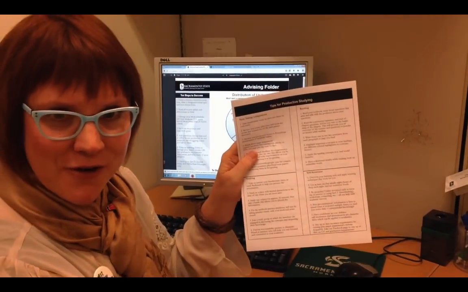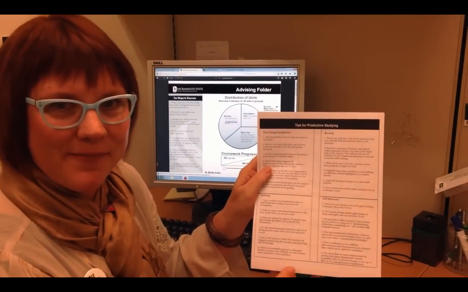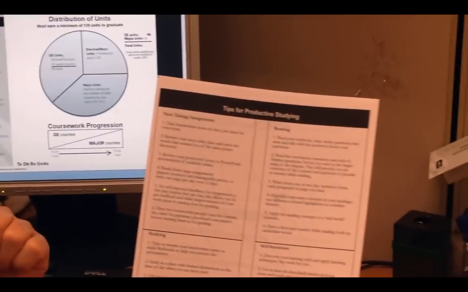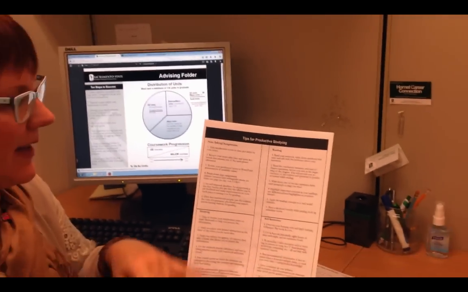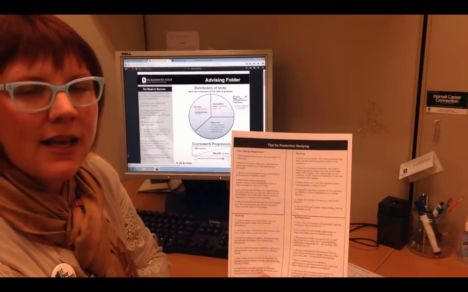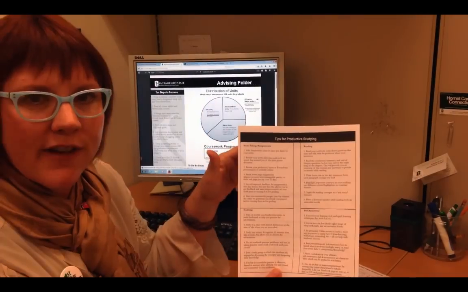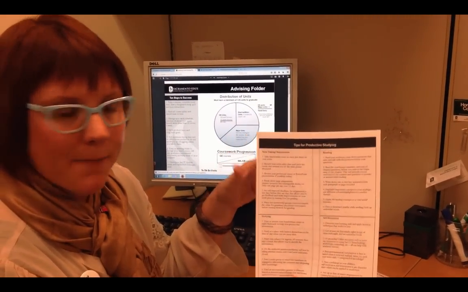Never fear, we have page 3. On page 3, we have tips for productive studying. This can be really useful. I think all the tips are useful. What we would like you to do when you bring this worksheet in for the advising session is pick one item from each of the 4 categories that you want to work on. So go ahead and circle that number. That way your advisor can help you strategize how to improve on that study tip.